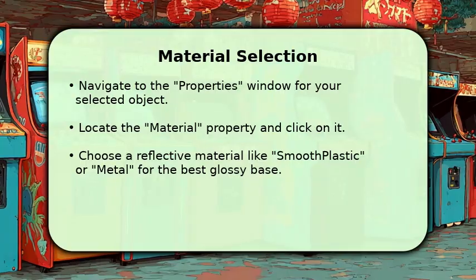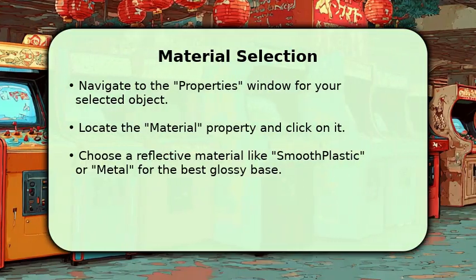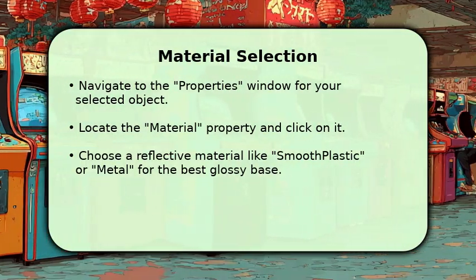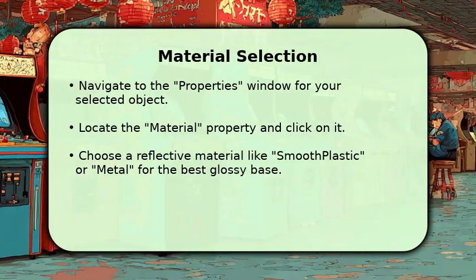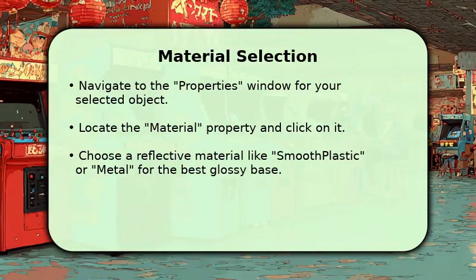Next, navigate to the Properties window for your chosen object. Here, you will find the Material property. Click on it to reveal a list of available materials.